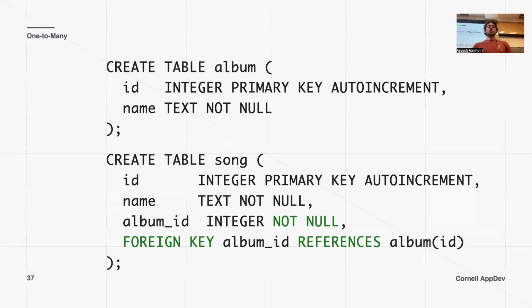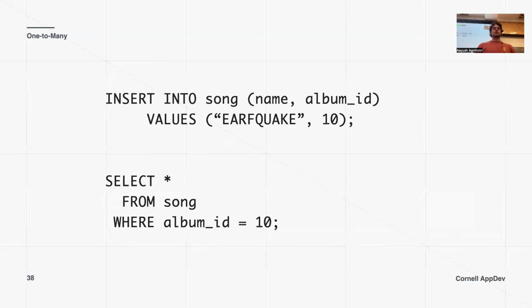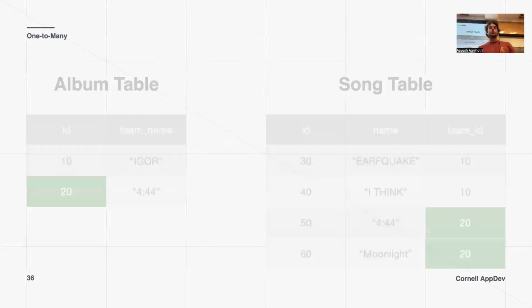And then at the end of the song table, we have that foreign key album ID references the ID column of the album table. And so this is what relates album names to song names. And yeah, so if we want to insert something into the song table, we have a name and an album ID, and we're inserting Earthquake and the album ID of 10. And then this is going to relate this to, I remember, yeah, to the Igor album.